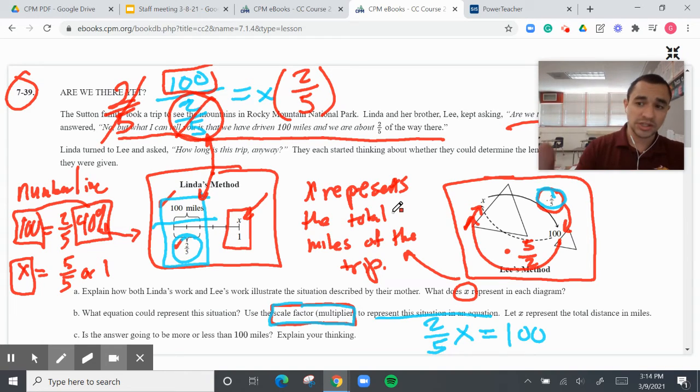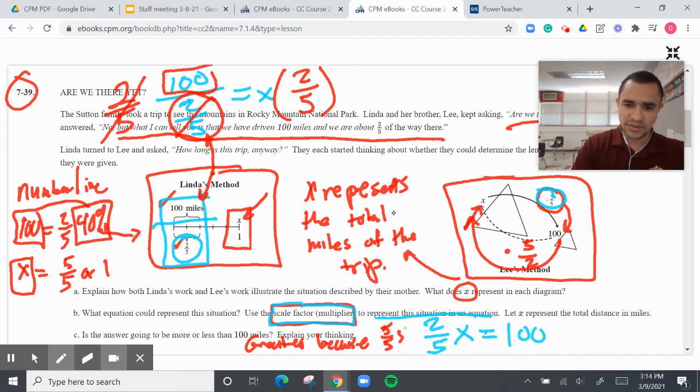So that means 100 is 2/5. That means the miles should be greater than. So it should be greater because 5/5 is greater than 2/5, because 100 is 2/5.